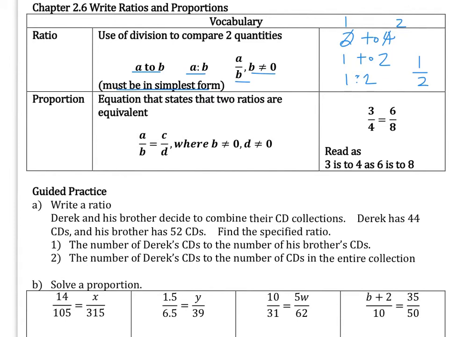Proportion is an equation that states that two ratios are equivalent. So A over B is the first ratio. It could be equal to C over D, where B does not equal 0 and D does not equal 0. So, for example, 3 over 4 would equal 6 over 8. And we could check that by multiplying by 2 to the top and the bottom. And we will read this as 3 is to 4 as 6 is to 8.